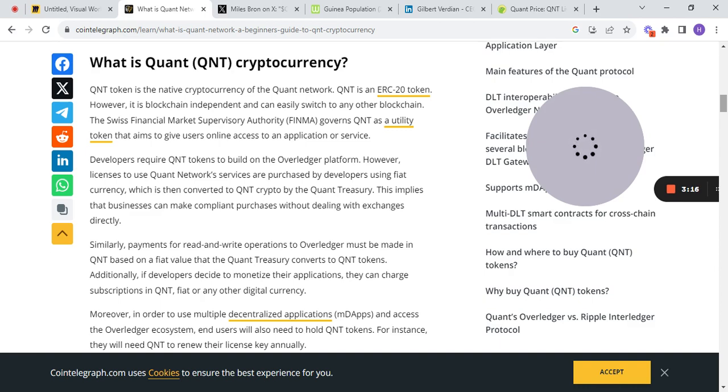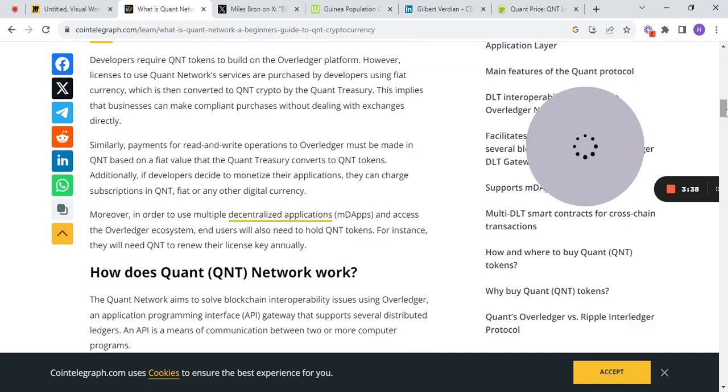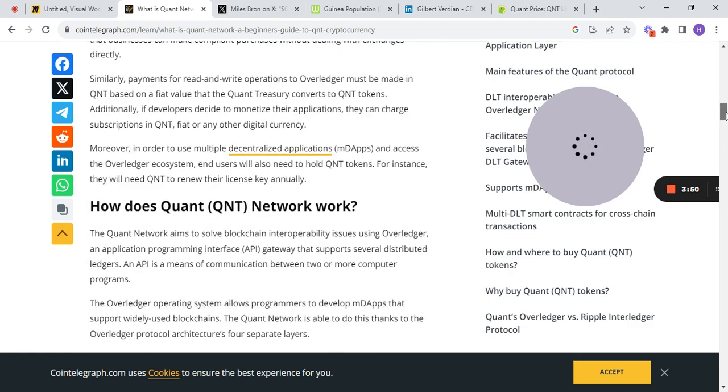This implies that businesses can make compliant purchases without dealing with exchanges directly. Similarly, payments for read and write operations to Overledger must be made in Quant based on the fiat value that the Quant treasury converts to Quant tokens. Additionally, if developers decide to monetize their applications, they can charge subscriptions in Quant, fiat, or any other digital currency. Moreover, in order to use multiple decentralized applications, MDApps, and access the Overledger ecosystem, end users will also need to hold Quant tokens. For instance, they'll need Quant to renew their license key annually.